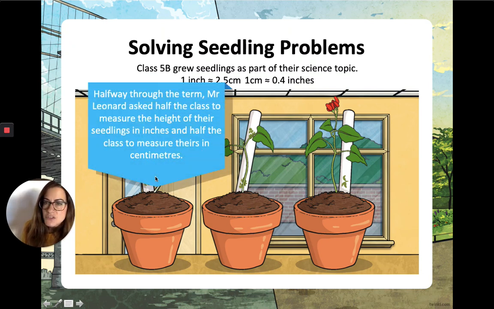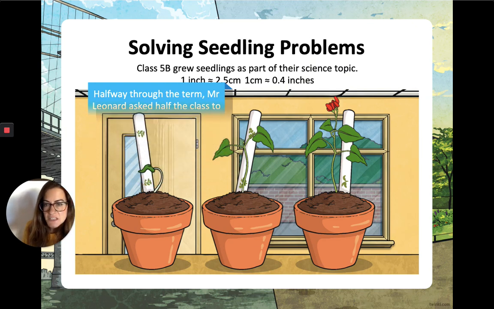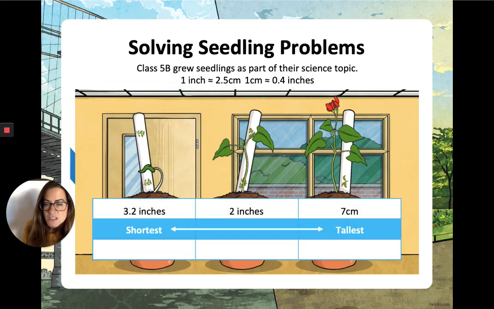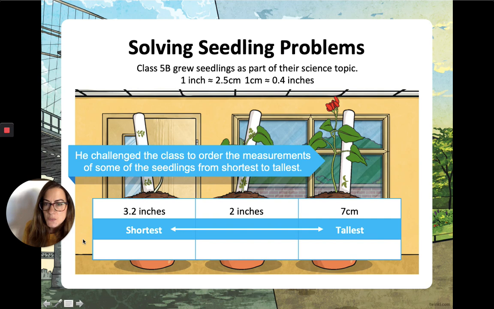But halfway through the term, Mr. Leonard asked half the class to measure the height of their seedlings in inches and the other half of the class to measure theirs in centimetres. And this is what they got. So one of the plants is 3.2 inches, one is 2 inches, and one is 7 centimetres. He wants us to order the measurements from shortest to tallest.